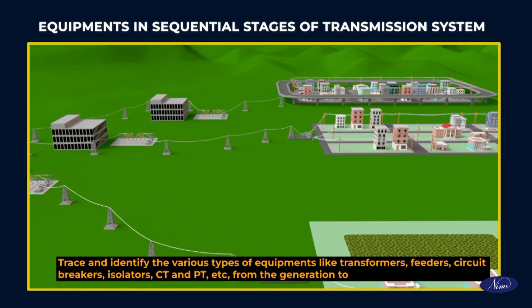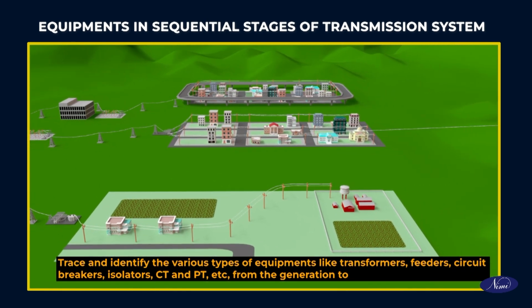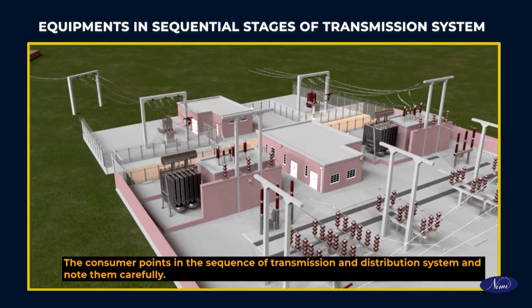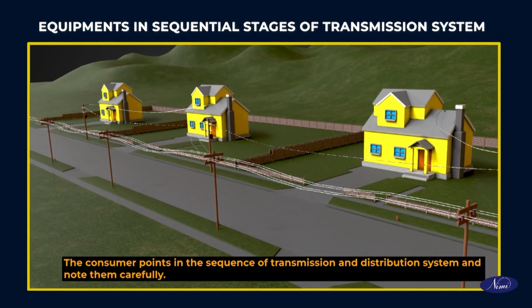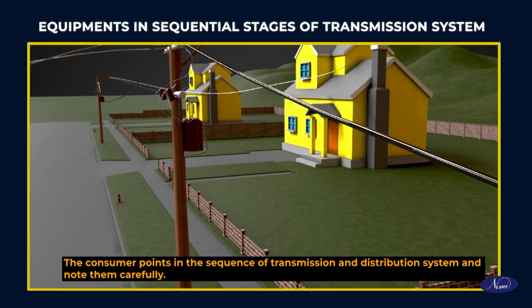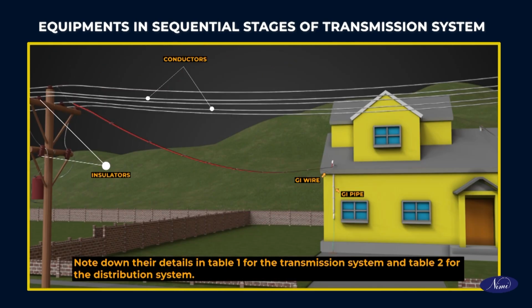Trace and identify the various types of equipments like transformers, feeders, circuit breakers, isolators, CT and PT, etc. from the generation to the consumer points in the sequence of transmission and distribution system and note them carefully. Note down their details in Table 1 for the transmission system and Table 2 for the distribution system.